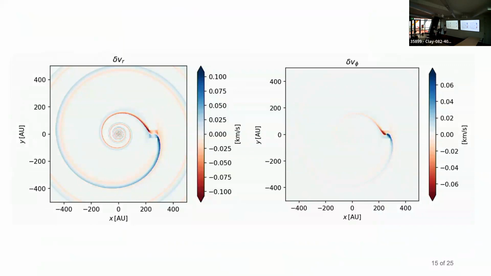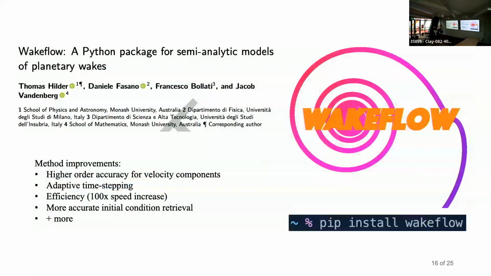And the location of the box is much more obvious in these plots because we have some issues with connecting the velocity between the two regions. So a lot of my work was developing a Python package for doing this in a fast and efficient way. And we also improved the accuracy of the method a little bit. So this is work that I did in collaboration with Daniele Fasano and Francesco. And so some of the improvements that we have are adaptive time stepping for solving the PDE and lots of efficiency improvements.